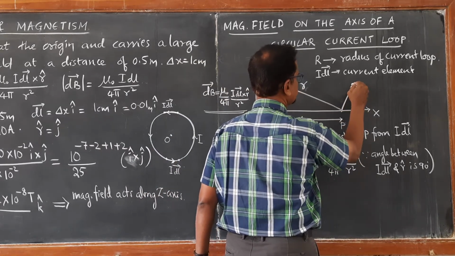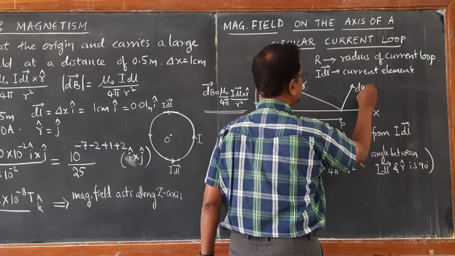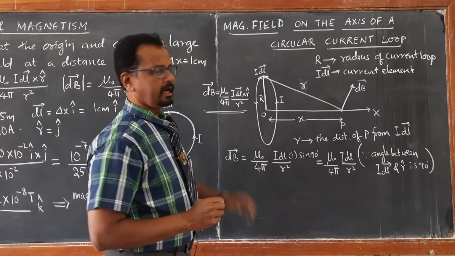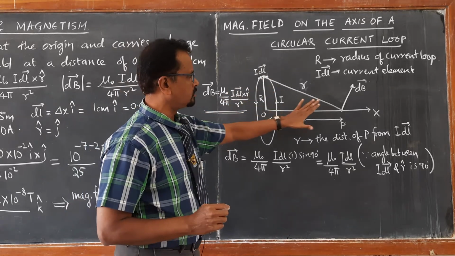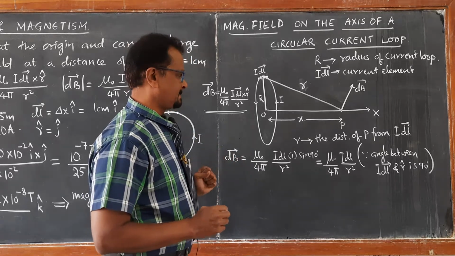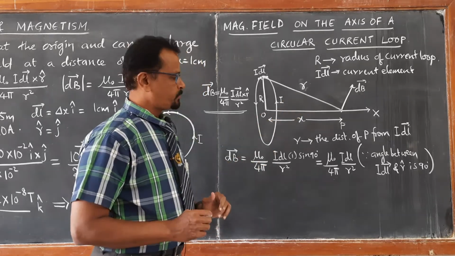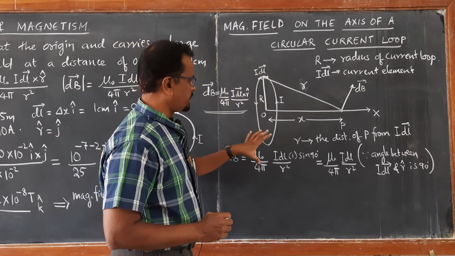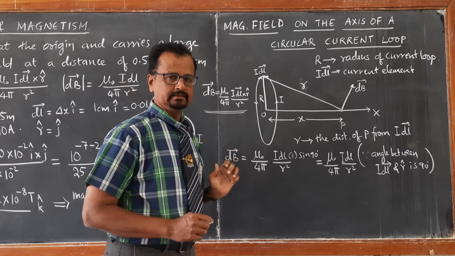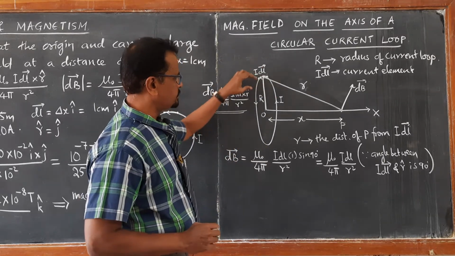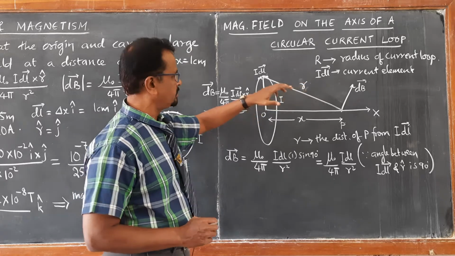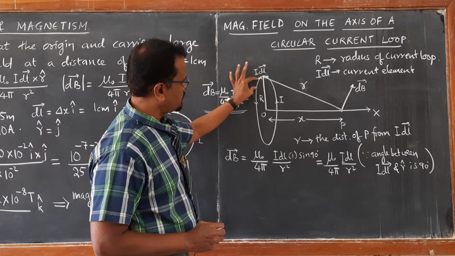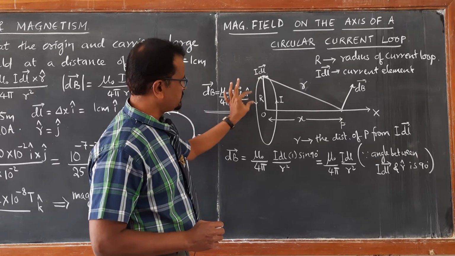So this becomes magnetic field dB vector, which is perpendicular to R vector as well as idl vector. It is perpendicular to both R vector as well as idl vector. So this becomes dB due to one small element. But I want to find out the magnetic field due to the entire circular ring. So I have to go on adding up such contributions of magnetic field due to all these current elements. This is one idl, next idl is here, next idl is here, next idl is here.